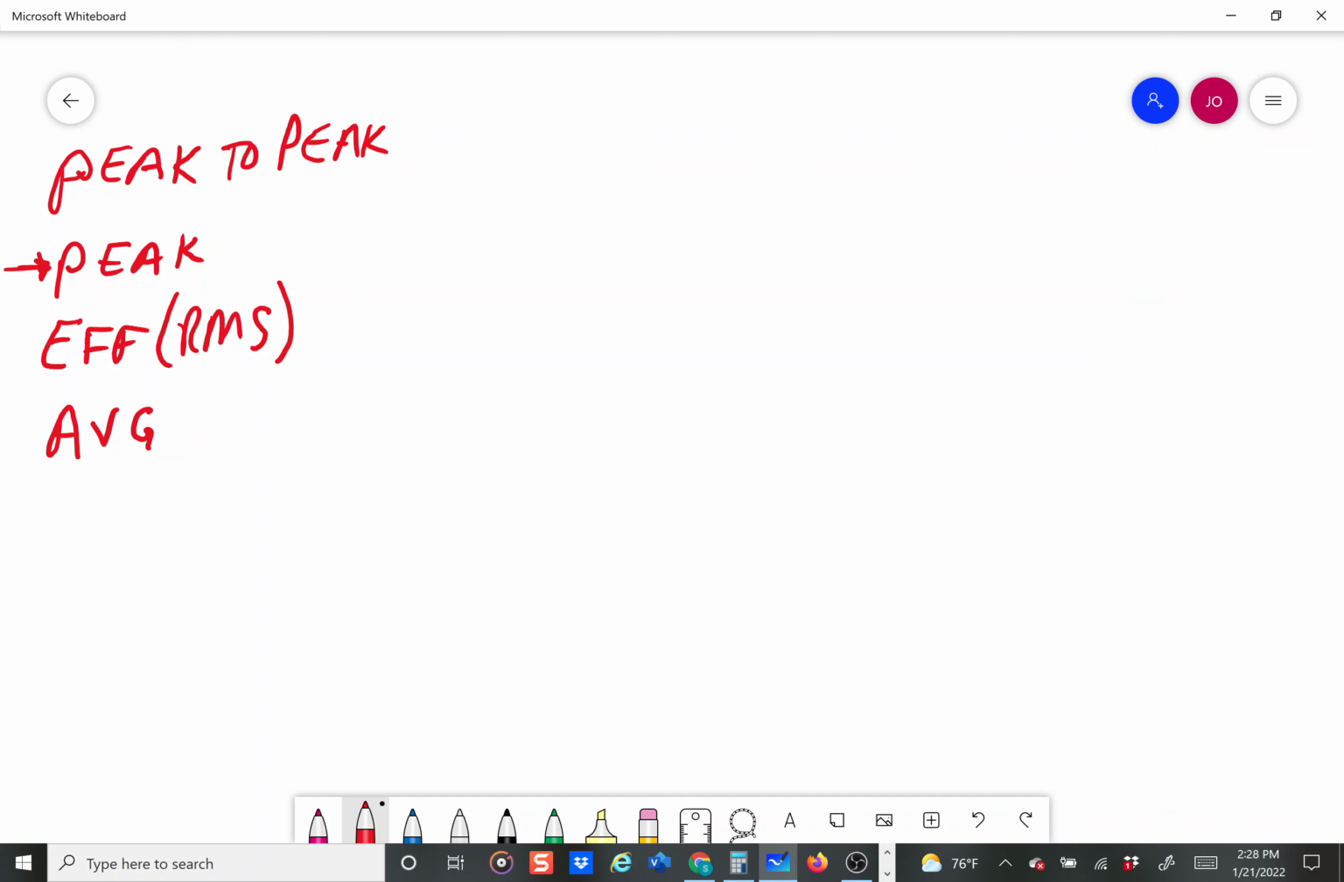So peak to peak is the simplest of all of them. It is just going to be 2 times the peak value. So that's no big whoop. Our effective or RMS value, I can get 2 different ways. I'm going to show you 2 different ways to get RMS and average.